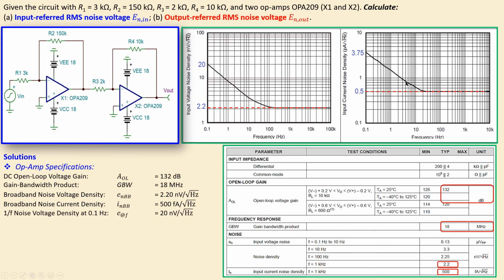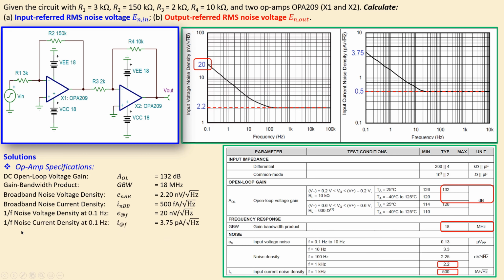Now going to this region which is frequency dependent, which is called the 1/f noise voltage spectral density, and it is defined for a specific frequency, in this case 0.1 hertz. That's given by this symbol. It has a value of 20 nanovolts per root hertz. That is shown here, 0.1, and it has a value of 20 nanovolts per root hertz.